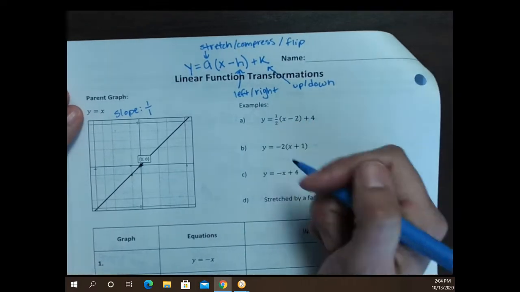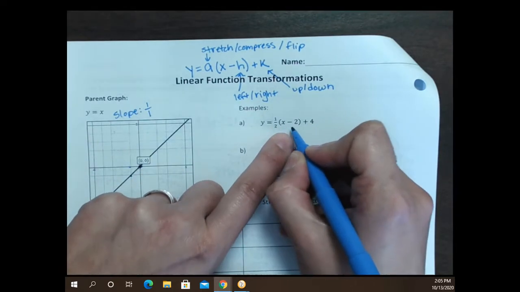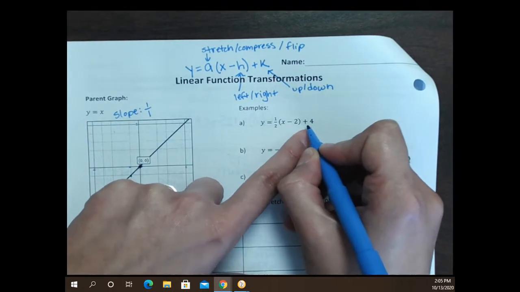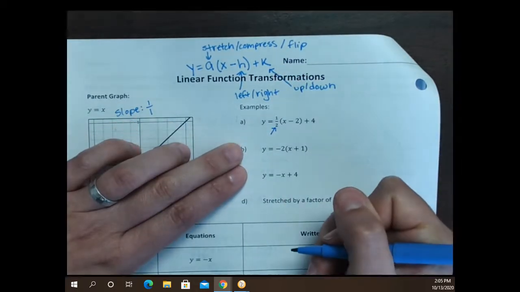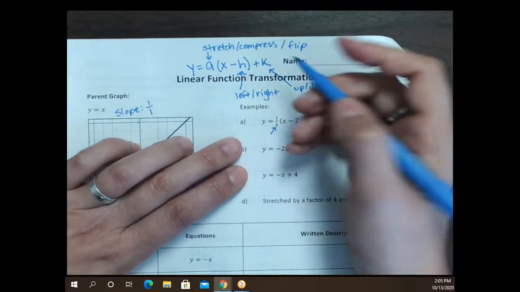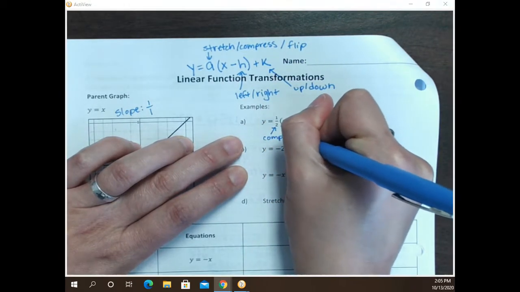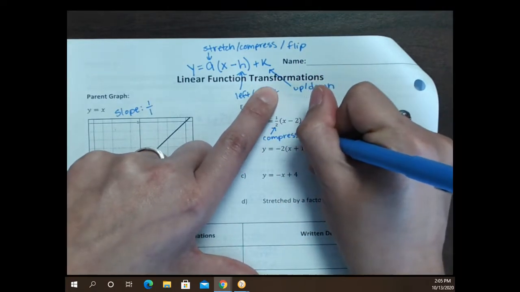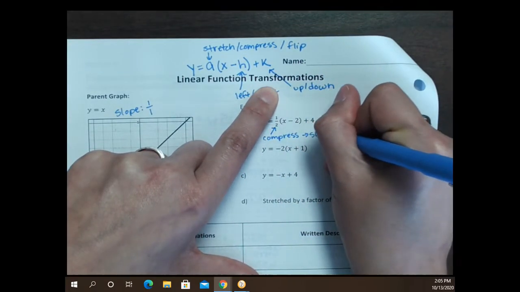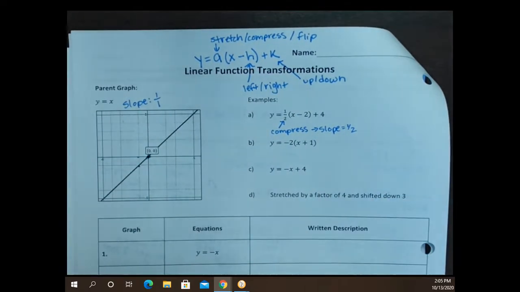So as we take a look at a couple of examples here. For A, we're going to look at how we've changed this parent function. So we've got 1/2 (x minus 2) plus 4. So this 1/2 is going to be our new slope, right? That's going to compress. If it's less than 1, it's going to compress. It means our slope will now be 1/2. So our slope equals 1/2. Instead of 1, it's going to be 1/2.